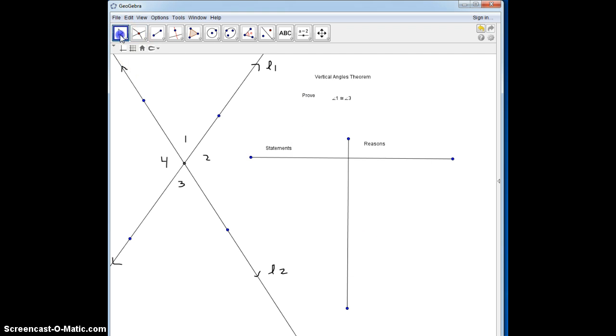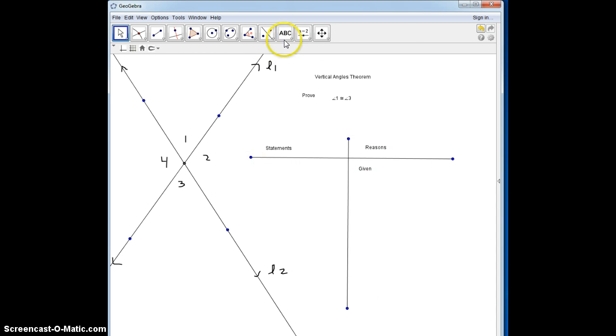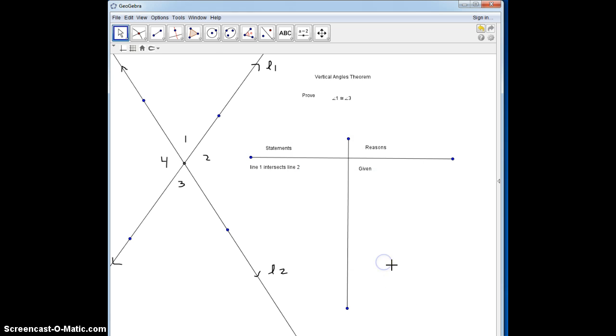The first line of every proof traditionally is what's given. So we're going to write down what's given. G-I-V-E-N. Given. Well, we're just given not much. Line 1 and line 2 intersect. So line 1 intersects line 2. Now, how are we going to prove this? It's going to be really fun. Well, it's just a logical sequence of statements that get to where you're going to, starting with a given, getting to the last line, which is what you're proving.